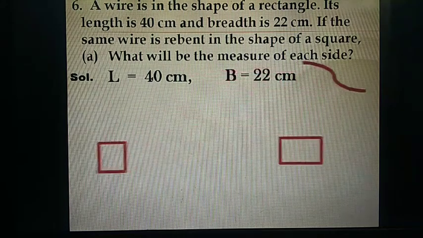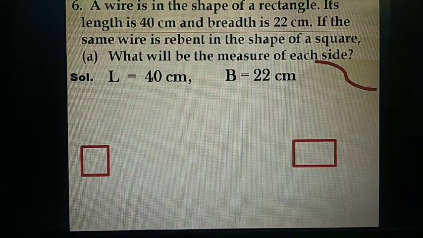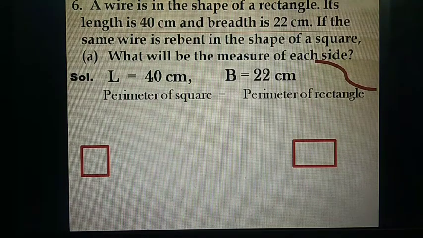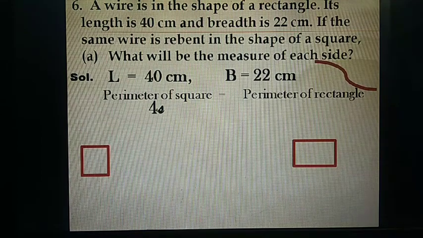So here we will write as per the condition, perimeter of a square will be same as perimeter of the rectangle as both are formed by the same wire. So the boundary length will remain the same. Putting their formulas, perimeter of a square means 4 into side, but the side is not given to you. So we will write 4 side. And perimeter of a rectangle means 2 into length plus breadth. Here length is 40 and breadth is 22.